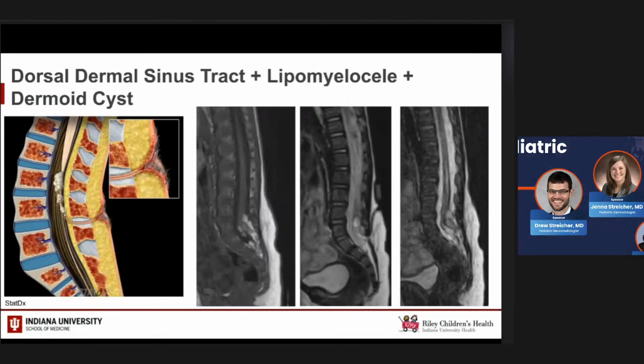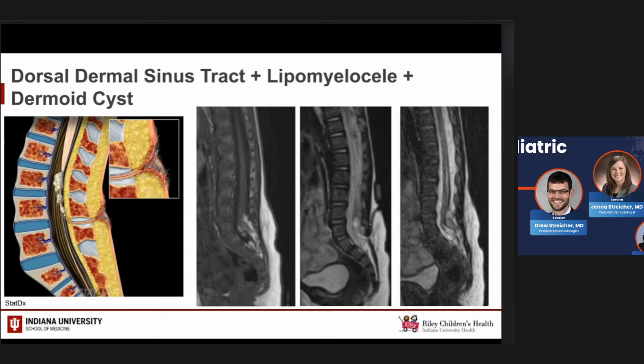So here's an example again, and in that category, this would be a complex dysraphism that's closed. So we have a sagittal graphic here from StatDX, and we can see that this one has this tuft of hair in the dorsal subcu fat. It illustrates a dermal sinus tract that goes intrathecal with an associated dermoid cyst.